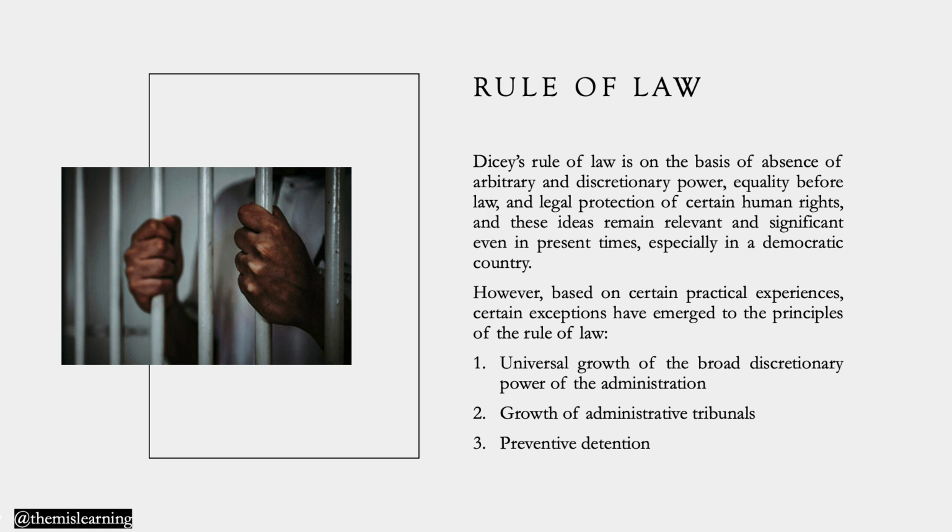Now, Dicey's rule of law is on the basis of absence of arbitrary and discretionary power, equality before law, and legal protection of certain human rights. And these ideas remain relevant and significant even in present times, especially in a democratic country. However, based on certain practical experiences, certain exceptions have emerged to the principles of the rule of law.